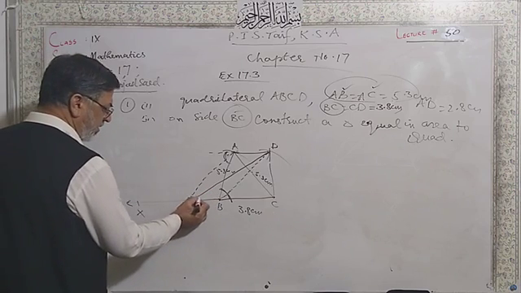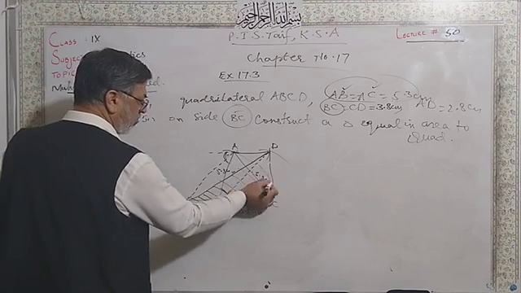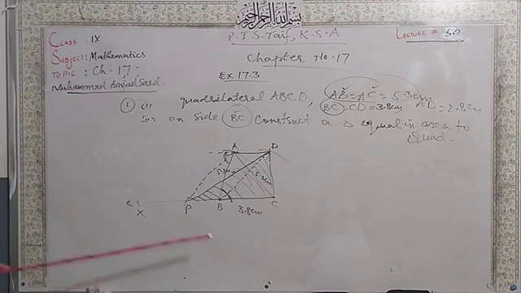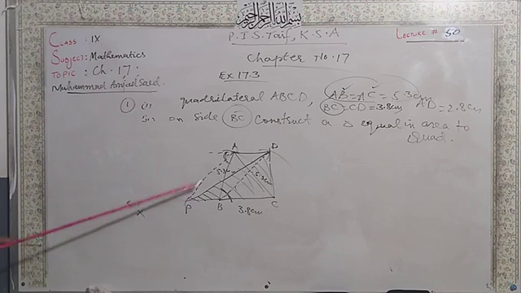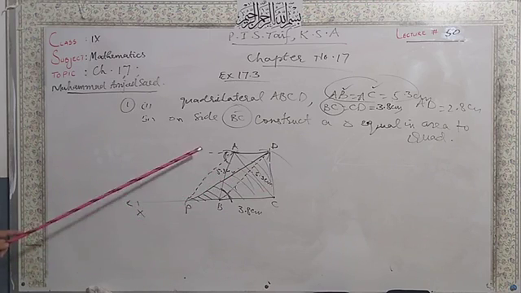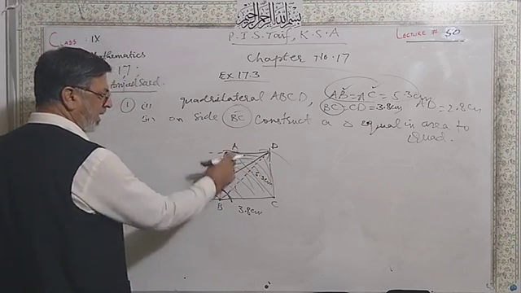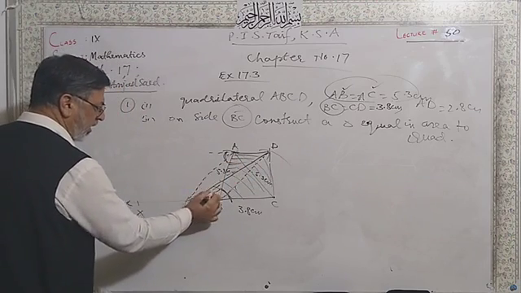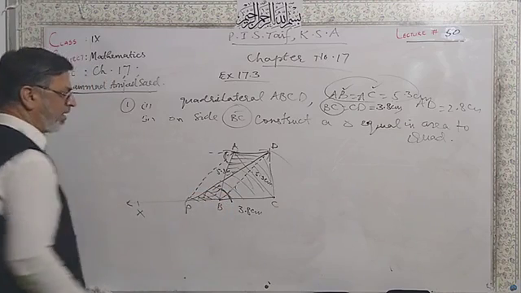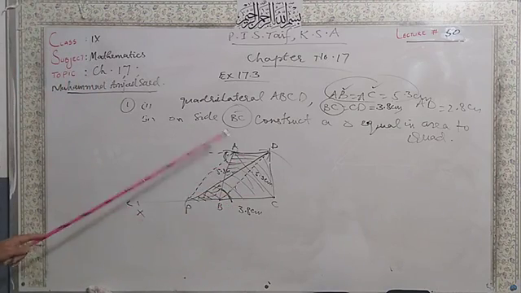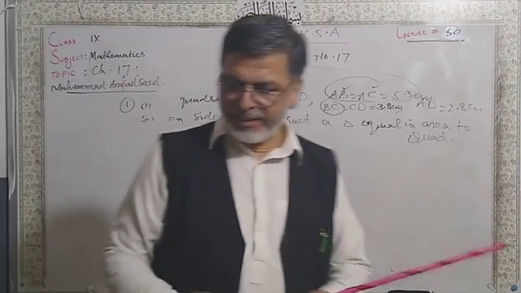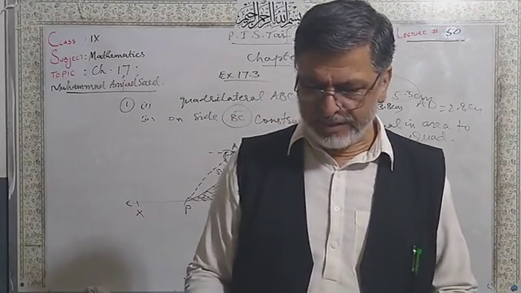Your required triangle is PDC, whose area is equal to quadrilateral ABCD. Remember that this portion is out of this triangle, but this portion which is equal, it is added in this triangle. So that's why both will have the same area. I hope that you understood this question.